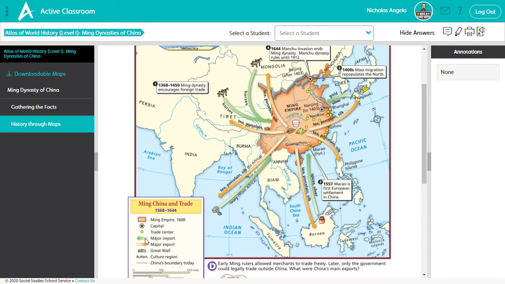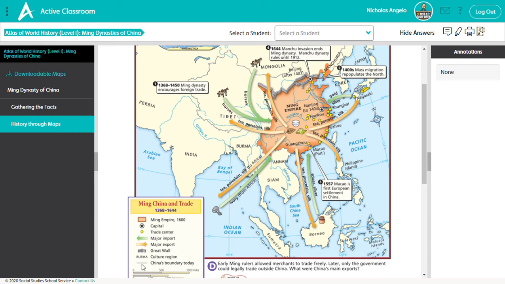All right. Green is a major import. That means something that was being brought into China. And then the orange arrow is a major export, something they sent out from China. The little wall here represents the Great Wall along the northern border. And if it's written out like this here where it says Burma, that's a cultural region. So an area where people lived and had certain things in common.